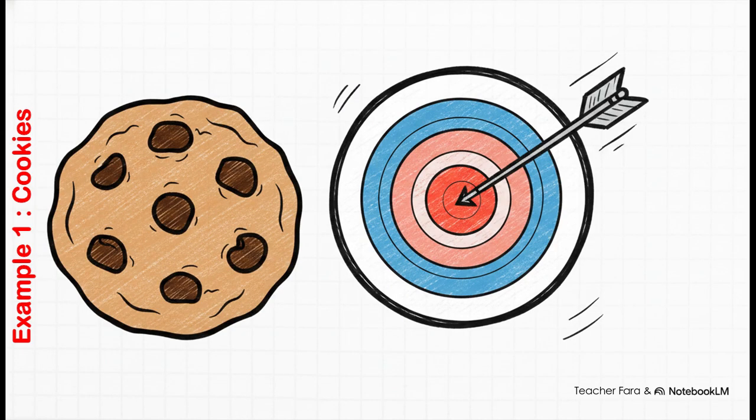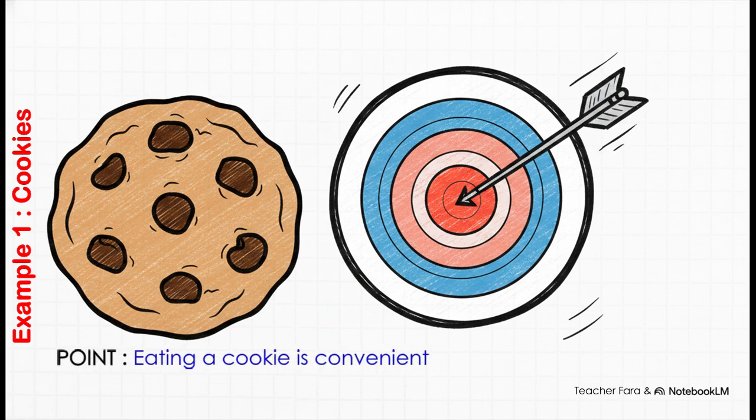All right, let's warm up with a super simple everyday example so you can see this in action. First up is the point. This needs to be a clear, no-nonsense topic sentence. So for our example, let's just say, eating a cookie is convenient.